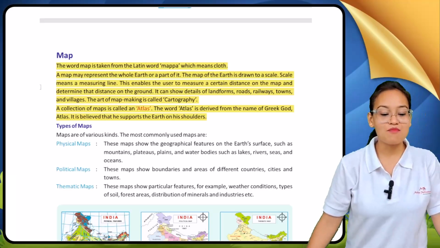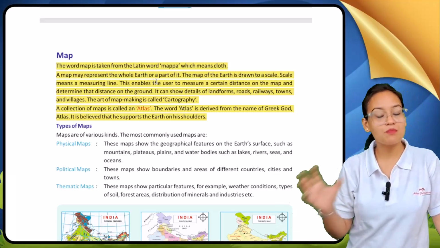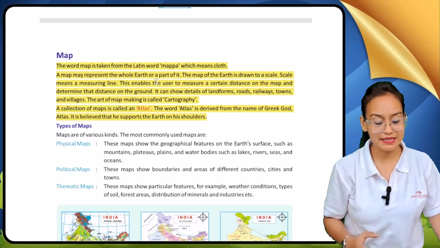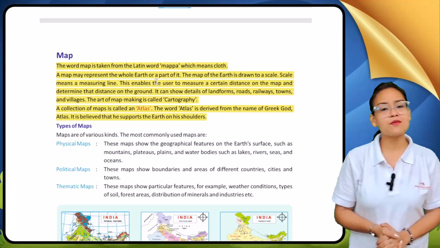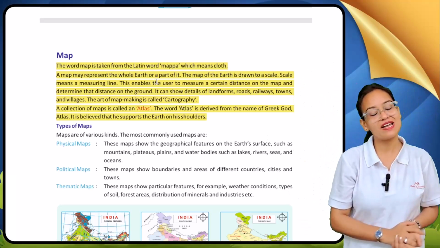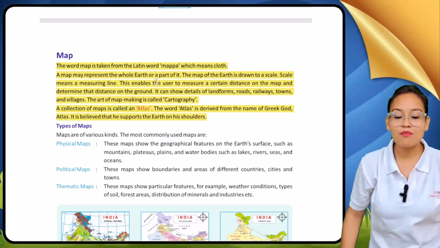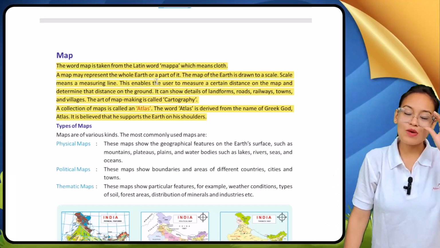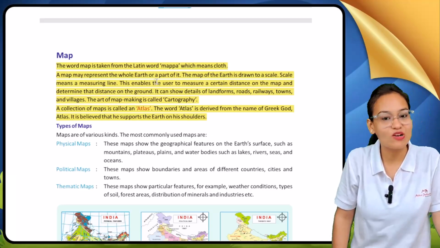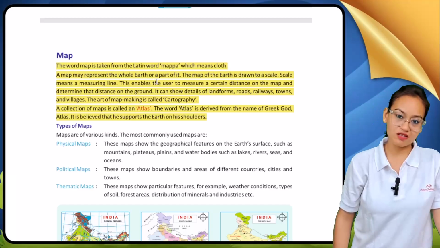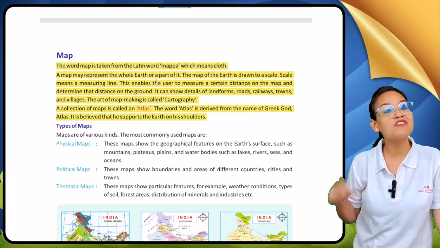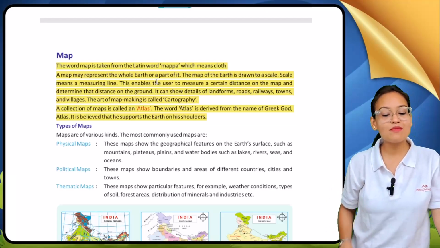A map may represent the whole earth or a part of it. The map of the earth is drawn to a scale. See, on a map we can represent the whole earth, or we can also draw a small part of any place. You know, my dear students, because in your previous classes you already read about scale. So the map of the earth or of any place on the earth is always drawn on the basis of scale. Scale means measuring line.